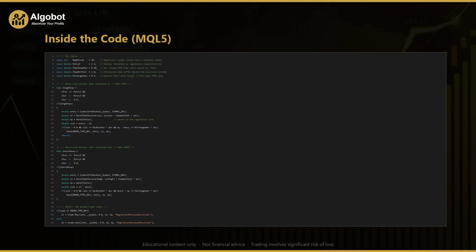Down in the send helper you can see the two calls that actually place the orders, trade.buy and trade.sell, each passing the volume, stop, and target. Everything here is for educational understanding.